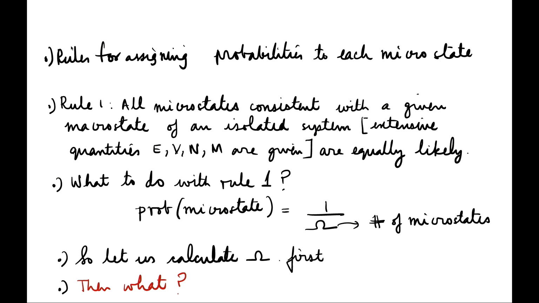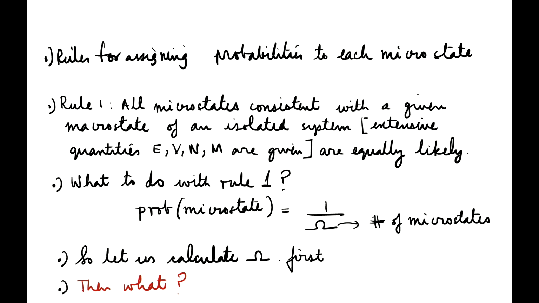So then what to do with rule 1? One thing you can say is that if I give you a particular microstate, its probability is 1 by the number of microstates, because they are all equally likely. There are omega of them. So 1 by omega is the probability of one microstate. So when I make one observation, if I were to track one microstate, I'll see the probability 1 by omega. So since that's the only thing to calculate, we first calculate omega.